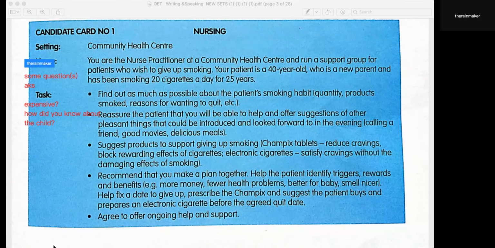So, the essence. Let's see, these are the mistakes you've made. Some questions, obviously, there's a plurality. Expensive, I mean, you cannot conclude that on your own. How did you know about the pregnancy? I mean, since you're treating the patient as a new patient, that's an opportunity for you to ask the patient what the desire is. Why after so many years? Why do you want to quit smoking? The patient will automatically say about the child.